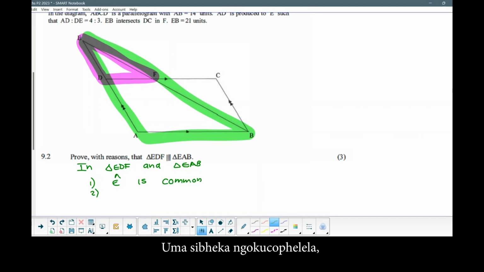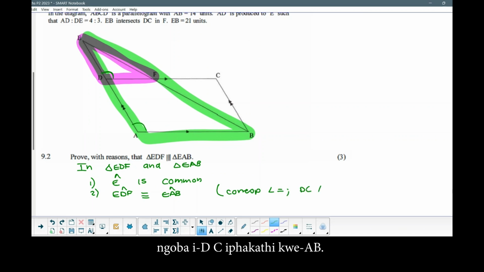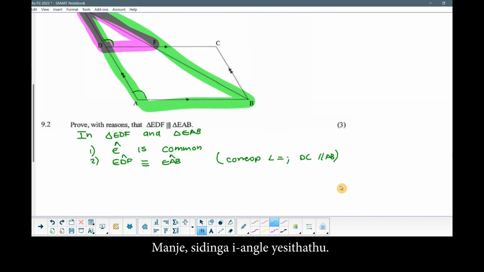Right, so if we look closely, angle EDF, that angle that I've marked, is actually equal to EAB. And the reason is they are corresponding angles. Corresponding angles are equal because DC is parallel to AB. Now all I need is a third angle.